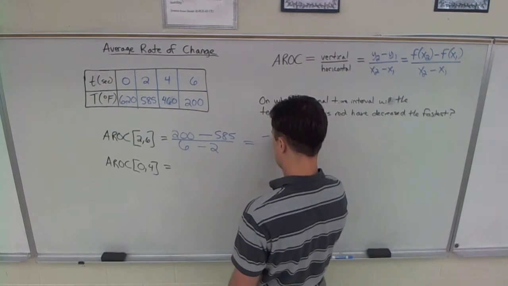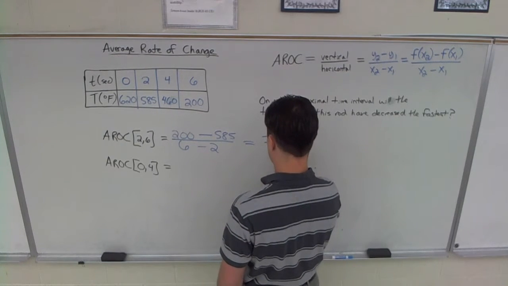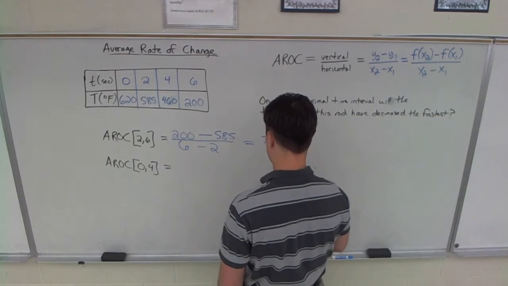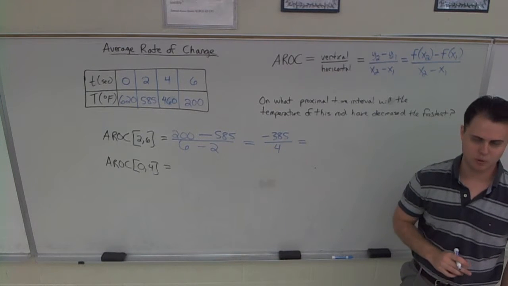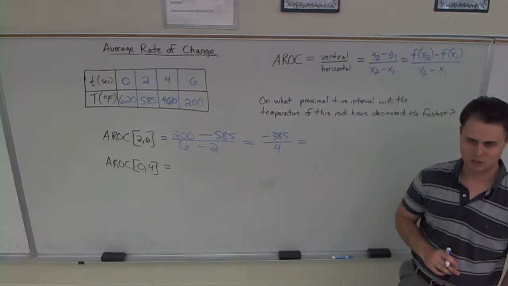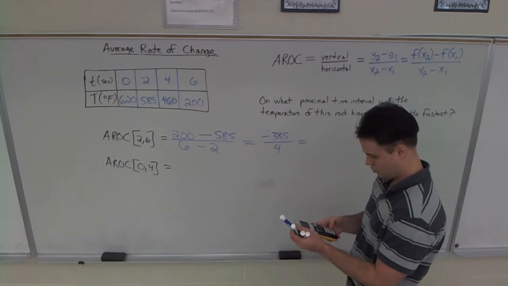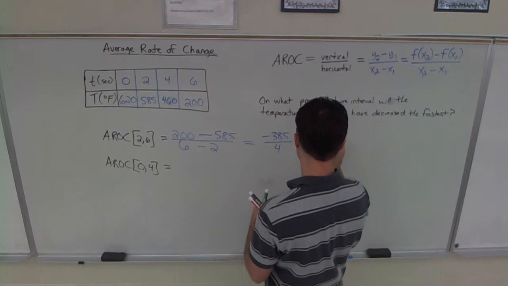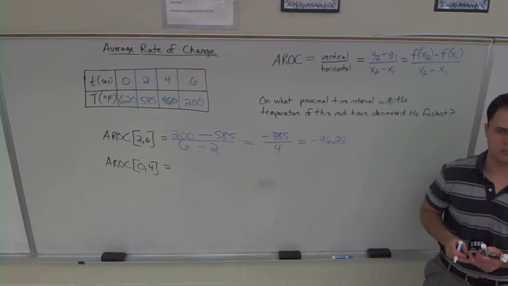See what happens? We're going to get negative, we might need our calculator, right? You guys might have to help me out. Negative 385, I think, over 4. Is that right? Yeah. What's negative 385 divided by 4? That one I definitely need help with. What is that? Negative 96.25. And here's what I really want us to do on these contextual problems: put units.